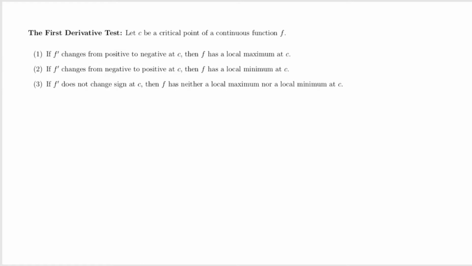Suppose you've found some critical point c of some continuous function f. Then if the derivative changes from positive to negative at c, that means that f has a local maximum at c. If the derivative changes from negative to positive at c, then f has a local minimum at c, and if the derivative doesn't change sign at all at c, then the function doesn't have any kind of local extremum at c.